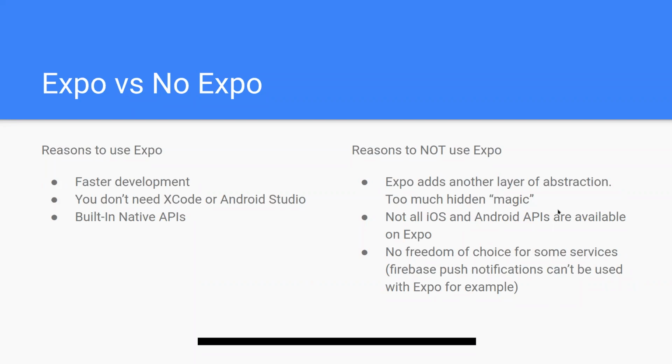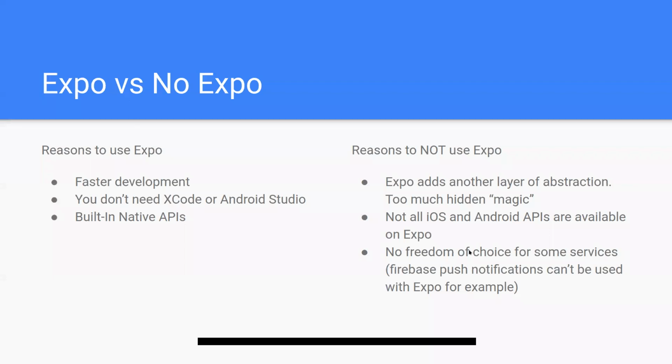Another consequence of that is having no freedom of choice for some services. For example, if I want to use Firebase push notifications, that can't be used with Expo because Expo already has another push notification service that is called One Push, I think, or something like that. And I won't be having the freedom to change.